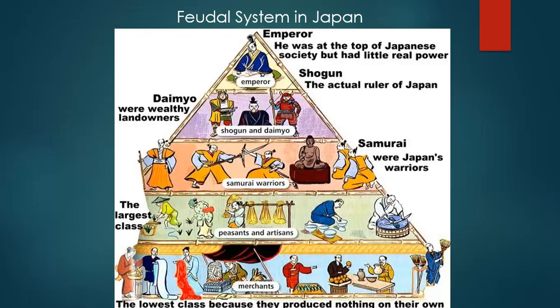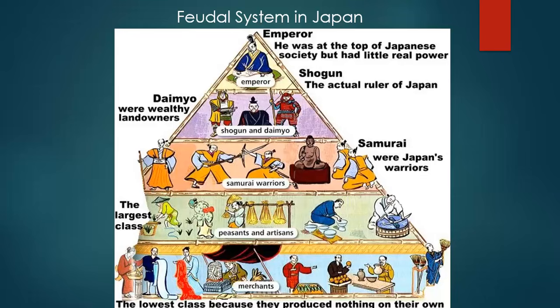So if we look at this diagram here, it gives us an idea of how the feudal system worked and operated. At the top of this pyramid, we have the emperor, and as we work our way down, we've got the lower classes, so the different levels in the society in this feudal system. Beneath the emperor, we've got the daimyo, which were the wealthy landowners, and the shogun. The shogun was above the daimyo, regardless of what this picture here shows you.